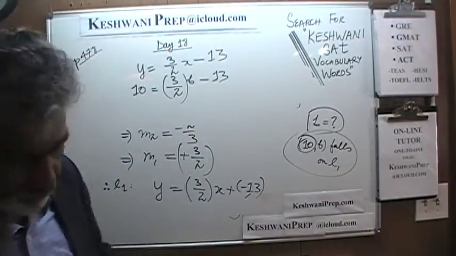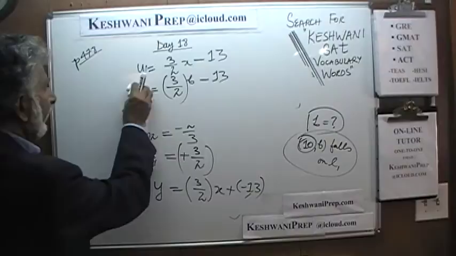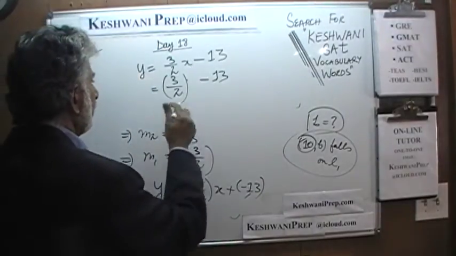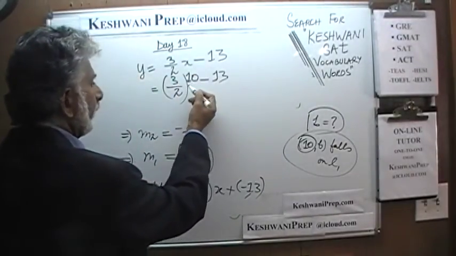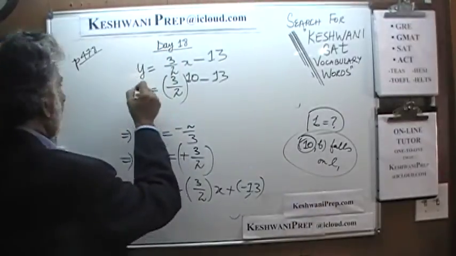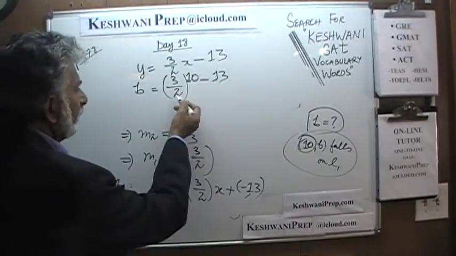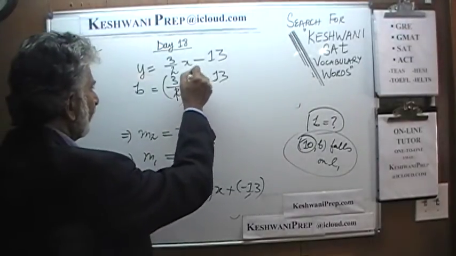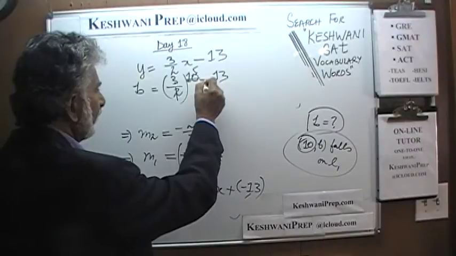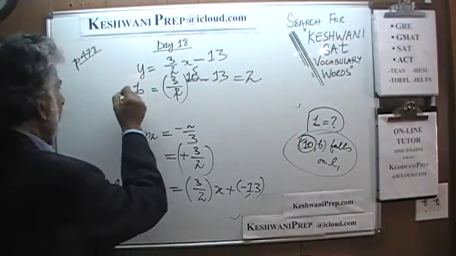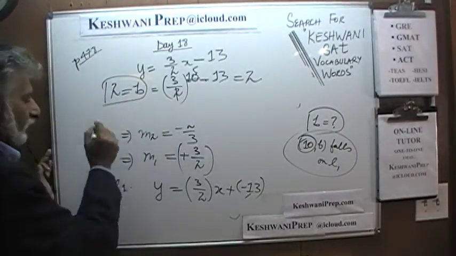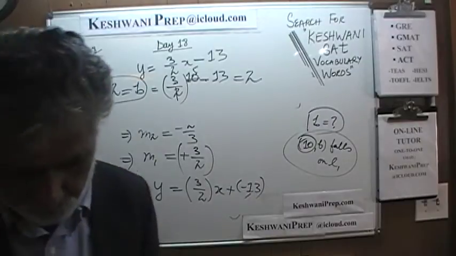10 is the x coordinate, and b is the y coordinate. Oh, there you go. We don't even have to do any flipping around. B is already there. We just have to solve for it. So 10 and 2, the 2 is going to go away with 10, that is 5, 3 times 5 is 15, 15 minus 13 is 2. B is equal to 2, which is what we were looking for.